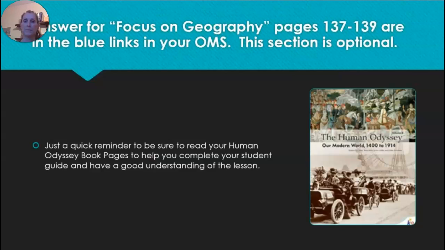And this is for the answers for the Focus on Geography, pages 137 to 139. They are in the blue links found in your OMS. So this section is optional, but go to your OMS, which is your K-12 lesson, your online school, and you can look for the blue link and you can find the answers for Focus on Geography. Again, this is optional. You do not need to fill this in. Okay?